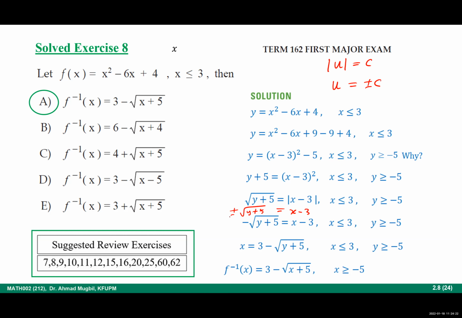Why do we take the negative? Because you need to ask yourself, what is inside the absolute value? Is it positive or negative? You need to check this. It is less than 3, so this will be less than 0, so you will take the negative sign. Okay.